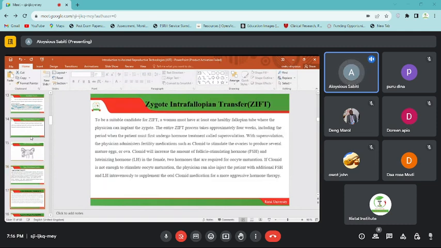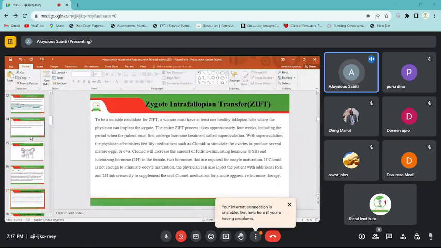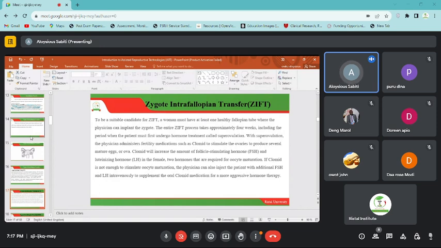So to be a suitable candidate for ZIFT, a woman must have at least one healthy fallopian tube where the physician can implant the zygote. The entire ZIFT process takes approximately 4 weeks, and it includes the period when the patient must first undergo hormone treatment, called superovulation. And we'll also look at this superovulation in in vitro fertilization.